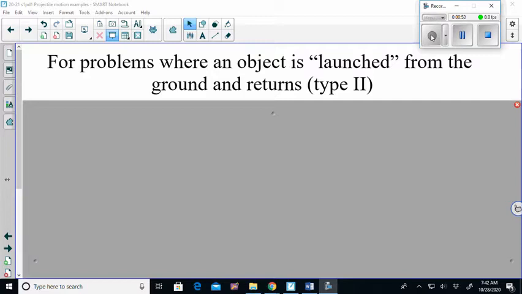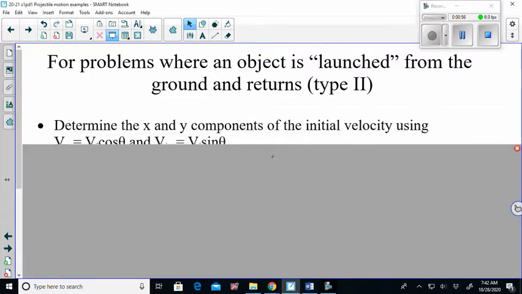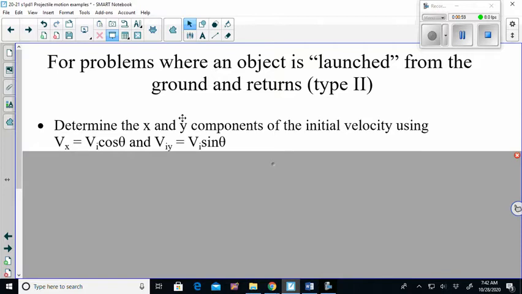So the specific information about type 2. The first thing you have to do is determine the x and y components of the velocity. We talked about component vectors earlier in the chapter. Same thing. When that ball gets kicked, launched, thrown, hit, whatever, at that angle, it's got an x component and a y component of that velocity. So we need to find those using the x component, Vx, equals vi cosine of the angle, and the y component, the initial y velocity, viy equals vi sine theta. So just back to using component vectors.